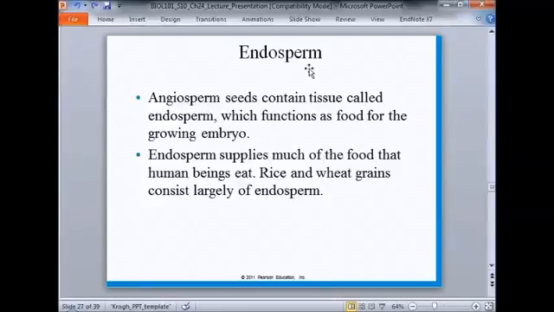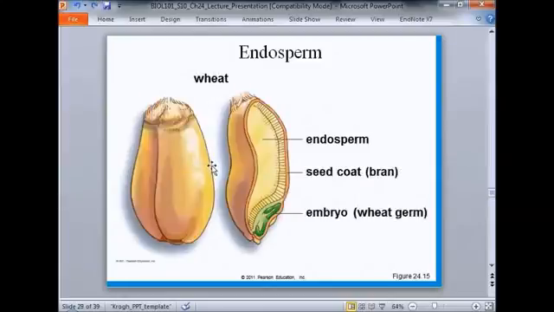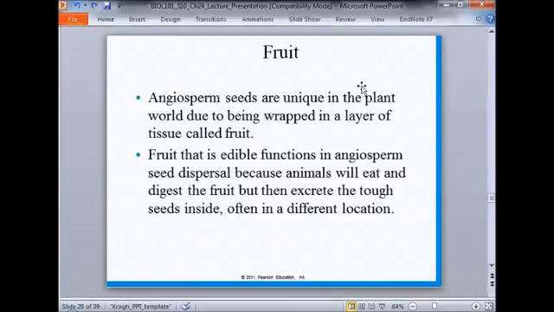Endosperm is the angiosperm seed tissue, which was basically food for the growing embryo. Many of these endosperms supply much of the food that human beings eat, such as rice, wheat grains, corn, and so on. Originally, this was just nutrient storage for the seeds. But it evolved into a way for seeds to be better able to disperse, because organisms wanted to eat them.